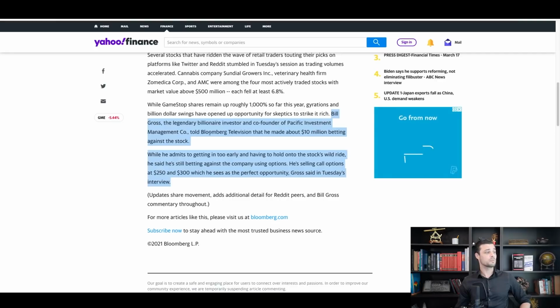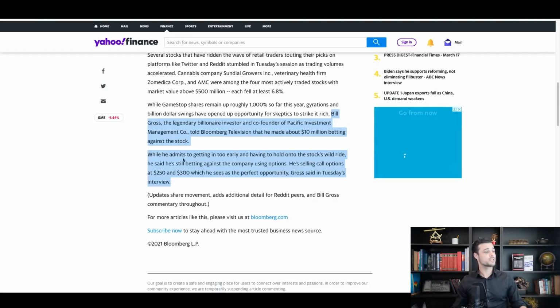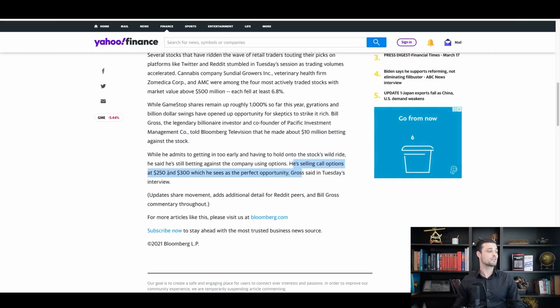This guy, for example, Bill Gross, the legendary billionaire investor and co-founder of Pacific Investment Management, told Bloomberg Television that he made about 10 million US dollars betting against the stock. All right, fair enough. You want to bet against the stock, you want to get destroyed, your choice. But what is interesting here is that he's selling call options at 250 and 300, which he sees as the perfect opportunity. So guys, what does it mean?